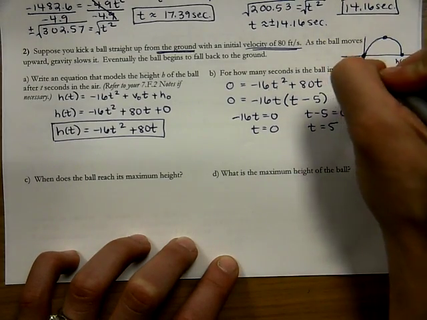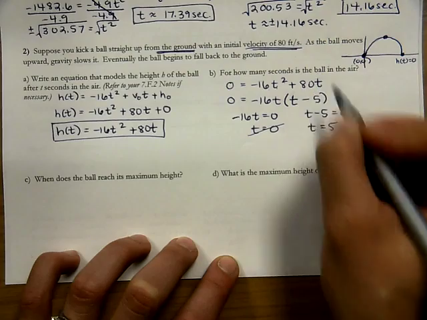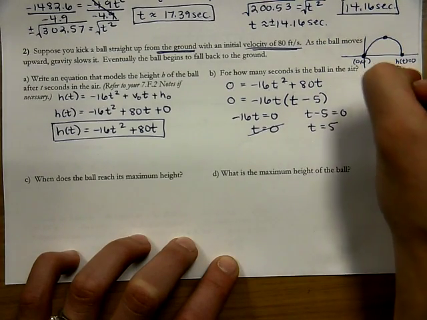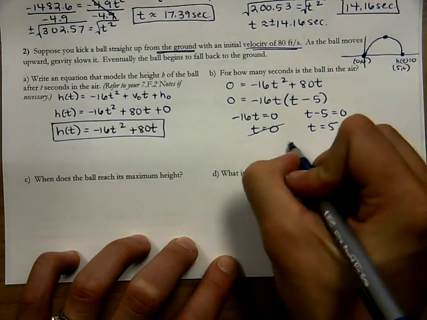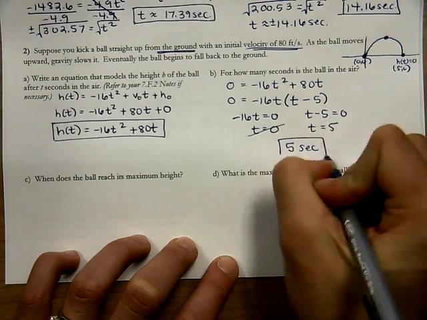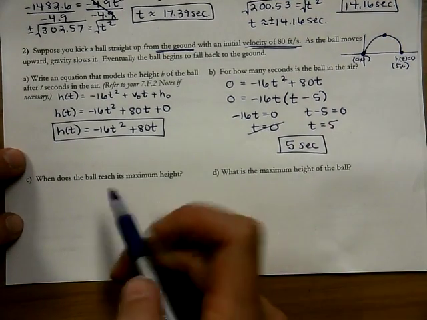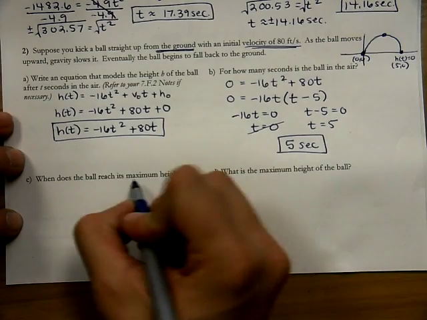Now the t equals 0 is the starting point. We already knew that one. So how long is it in the air? Well, it lands after 5 seconds, so 5 seconds. There we go. Next question is, when does the ball reach its maximum height?